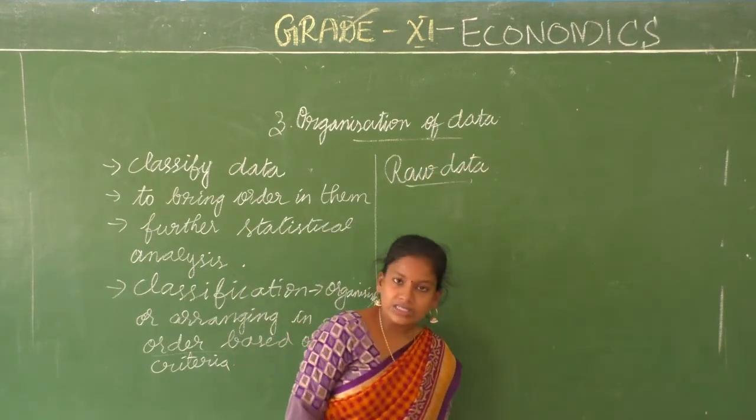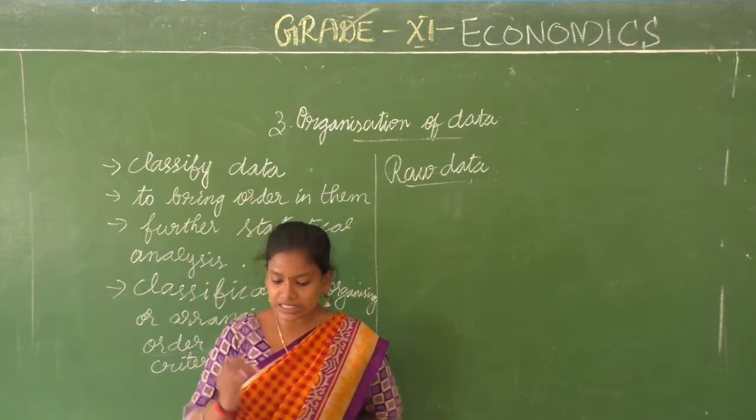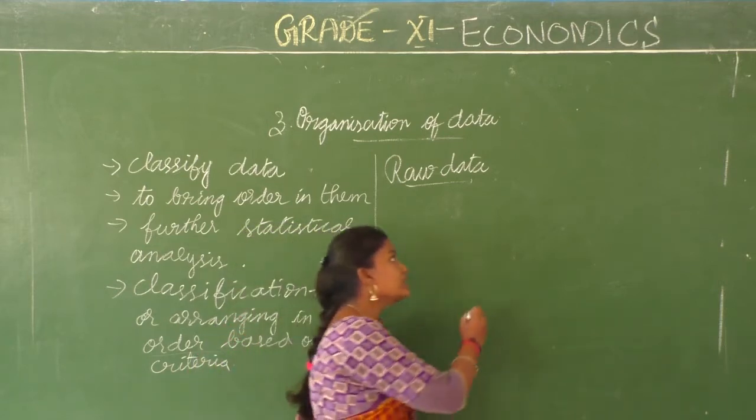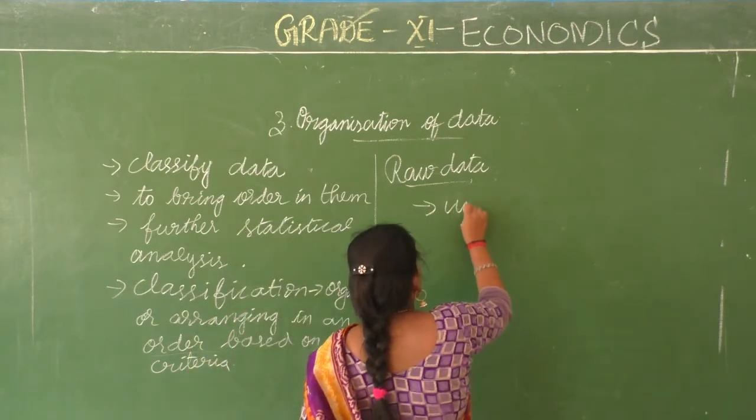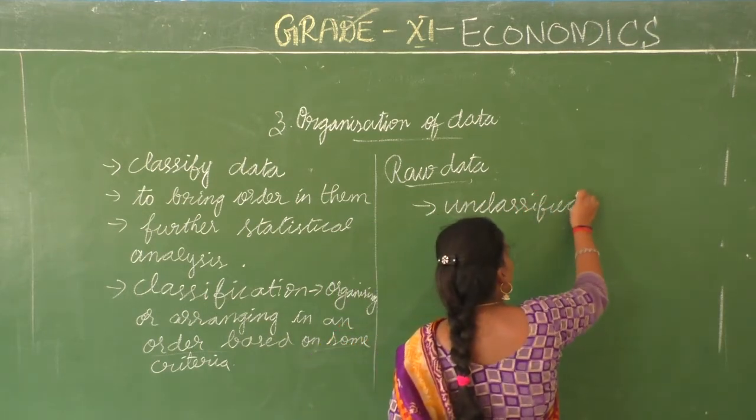What are we going to discuss? We are going to discuss raw data. It is called the unclassified data, which is highly disorganized. Okay? Whichever data is not classified and put into groups, that is called raw data.